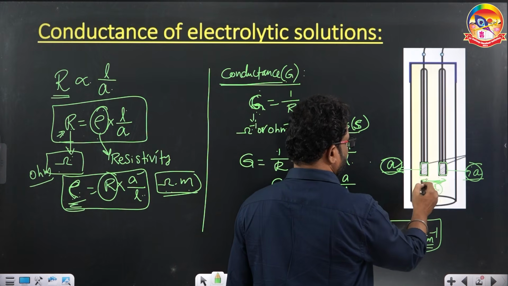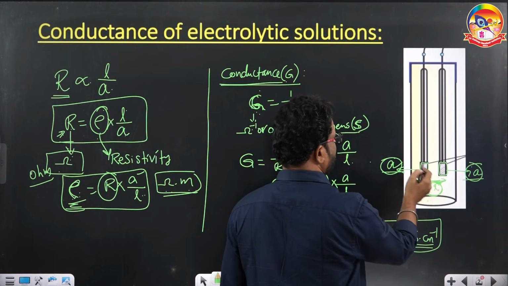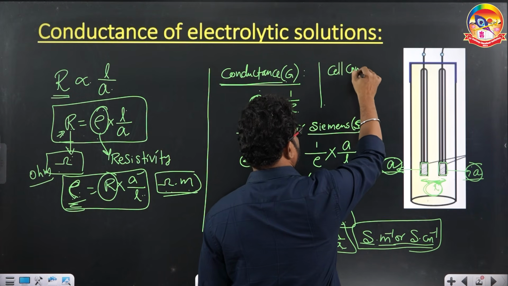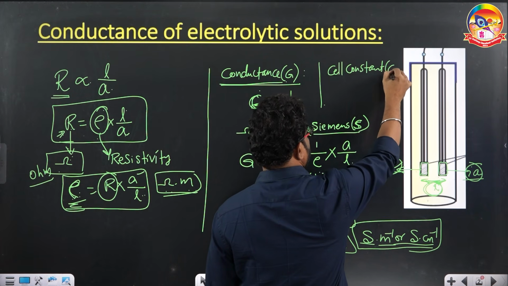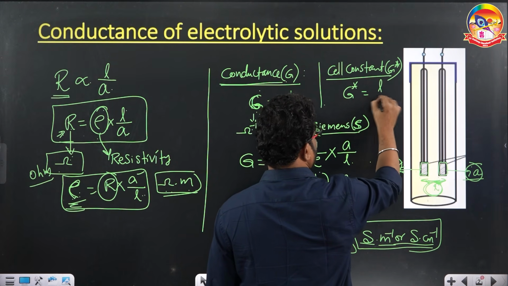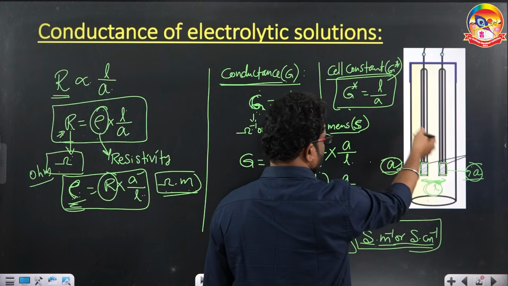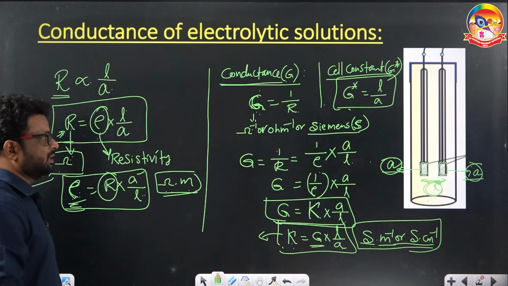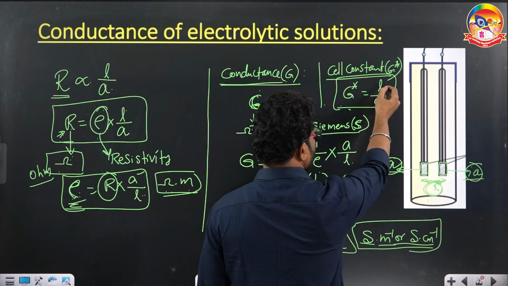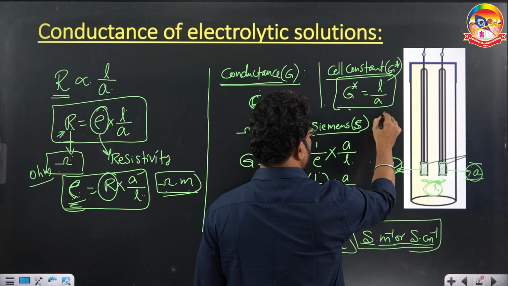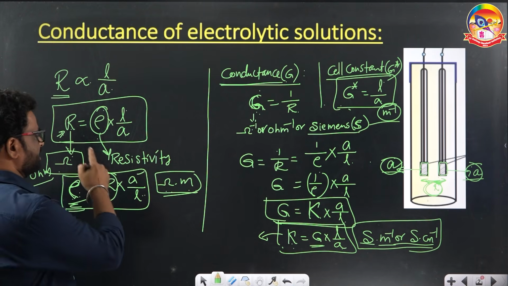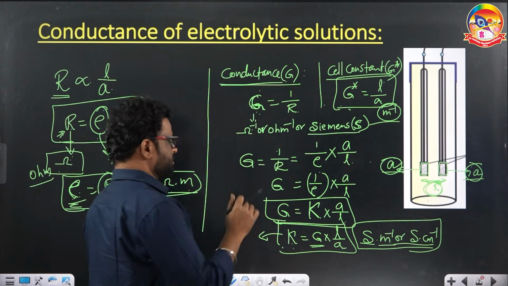If in a conductivity cell, L is the distance between electrodes and A is the area of electrode plates, we define the term called cell constant for it, and that cell constant G star is nothing but L by A. This particular ratio is constant for a given electrolytic cell or conductivity cell, and it is called cell constant. And what are its units? Meter by meter square is meter inverse or centimeter inverse. So related to this, these are the important terms. Units are also important.